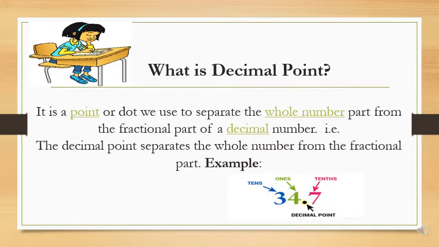The next one is decimal point. It is a point or dot we use to separate the whole number part from the fractional part of a decimal number. That is, the decimal point separates the whole number from the fractional part. For example, 34.7. So in this example, 34 is whole number and 7 is fractional part.